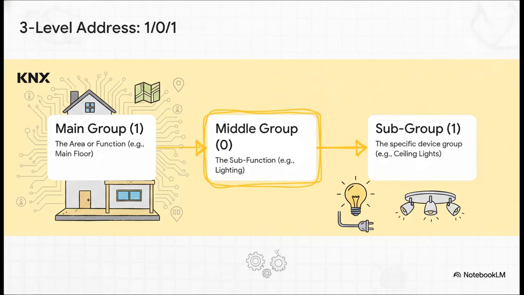Let's break down how this works with a real example. Imagine you see the address 1/0/1. The first number, the main group, could represent a physical space, like the main floor. The second number, the middle group, could define the function, like lighting. And that last number, the subgroup, pinpoints the exact group of devices, like the ceiling lights. So when a command goes to 1/0/1, you know exactly what's happening. You're controlling the ceiling lights on the main floor. It's clean, it's readable, and it's super organized.